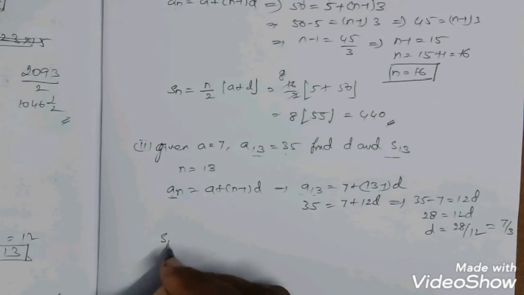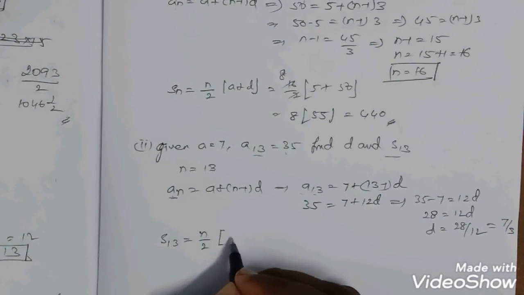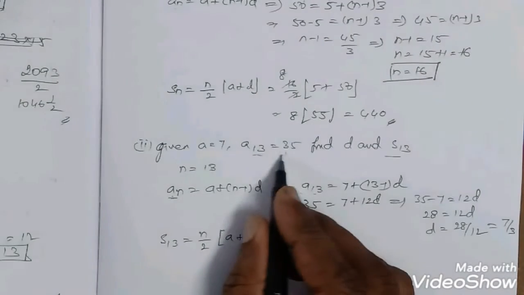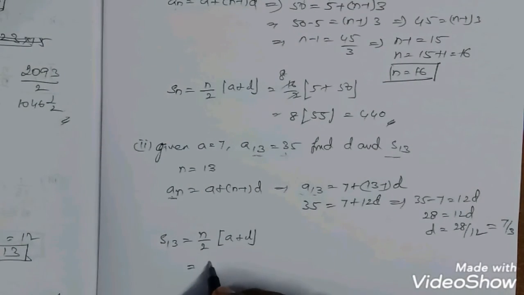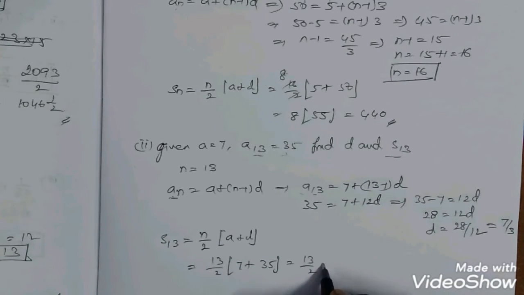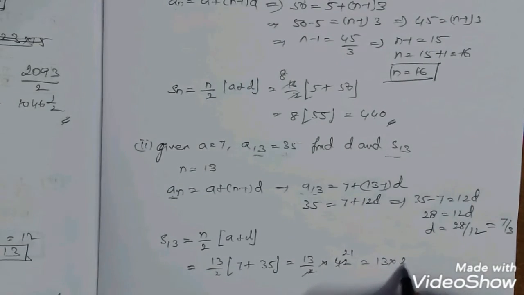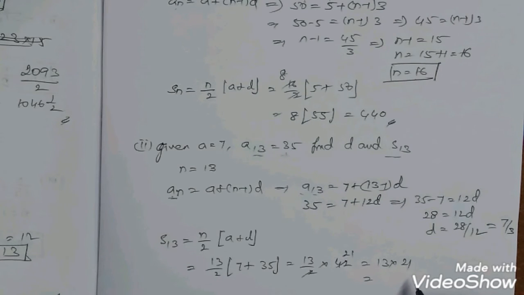After getting the value of d, you have to find S13. As per your formula, S13 is equal to n by 2 into a plus l, because the last term is given as 35. Now substitute: n value is 13 by 2 into a is 7 and last term is 35. So 13 by 2 into 35 plus 7, which is 42. Now cancel this, you will get 21. So 13 into 21. If I multiply 13 into 21, you will get 273 as your answer. Clear?